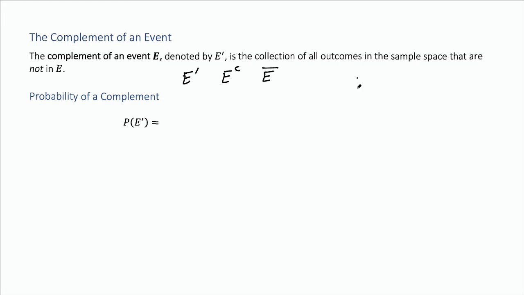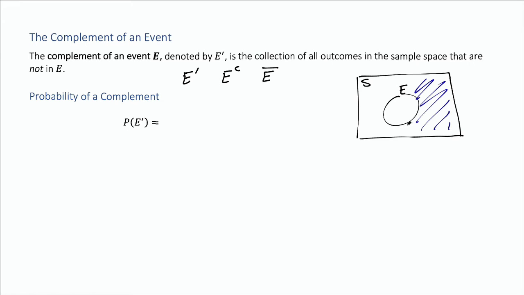And let me draw a picture here so we see it. Okay, in our sample space, this is our sample space, we've got an event E. Okay, E complement is everything outside of that area. So that's everything out here. Okay, and that gives us an idea of how we'll get our probability.